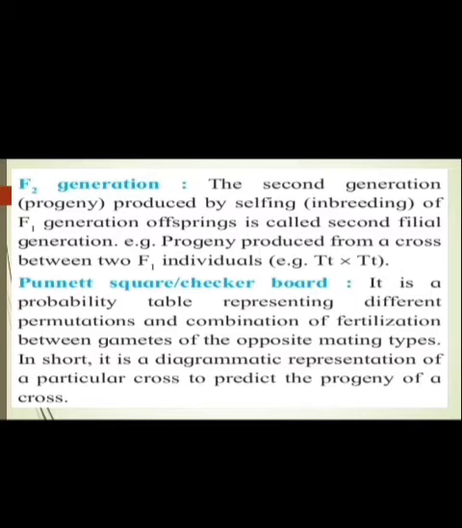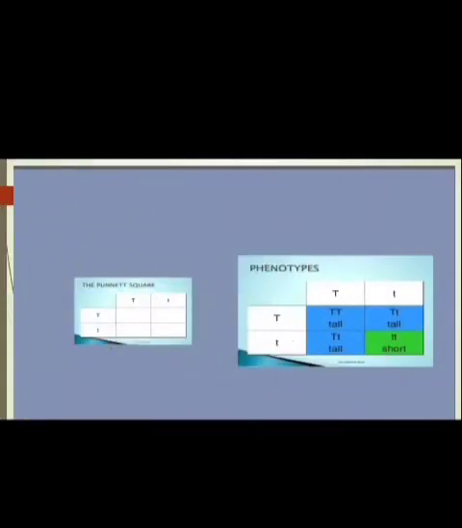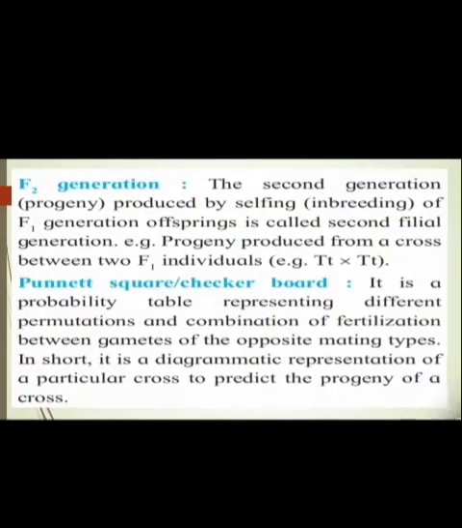Punnett square. It is a diagrammatic representation of a particular cross to predict the progeny of a cross. This table is called the Punnett square. When the F1 generation is self-crossed, the offspring in the F2 generation are produced with the help of this Punnett square. That is, a Punnett square is a diagrammatic representation of a particular cross, or the probability table.